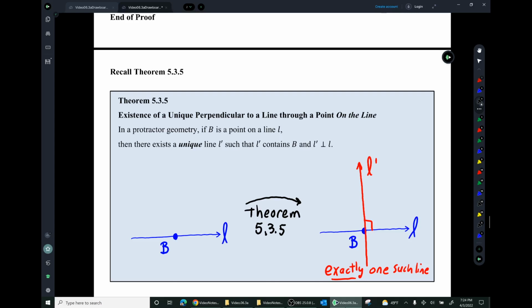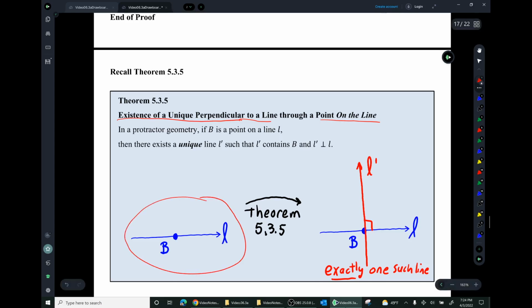To do that, I'm going to start by going back to review some stuff from chapter 5 and chapter 6. Remember in section 5.3 we talked about the existence of a unique perpendicular to a line through a point that's on the line. So this theorem, theorem 5.3.5, says if you have a given line L and a given point B that's on that line, then there's exactly one line that passes through B and is perpendicular to L. Exactly one line.